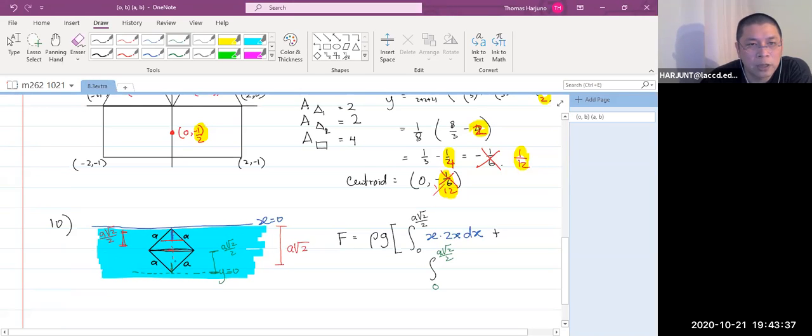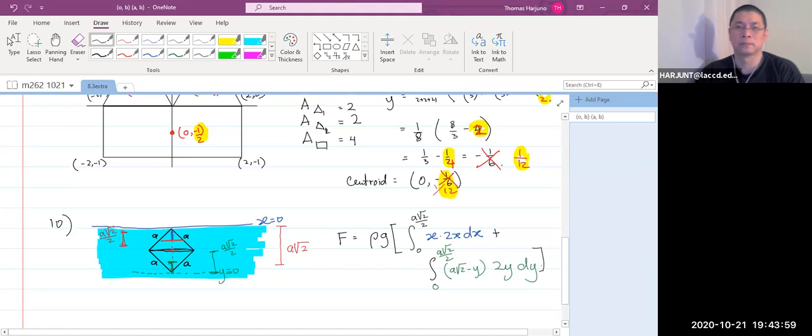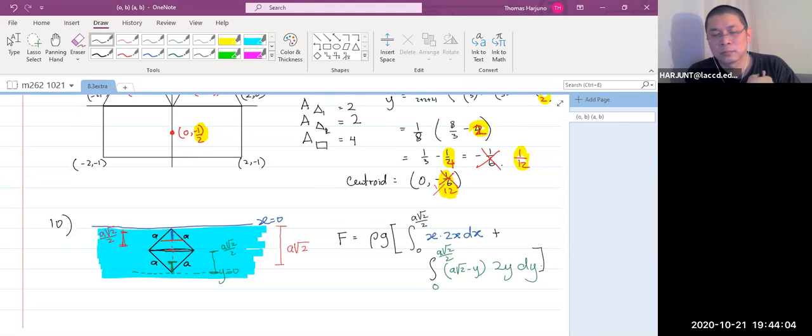Okay, so for each y, my depth will be a square root of 2 minus y. That's my depth. And the width will be 2y. Okay, that's it. Does it make sense for you?